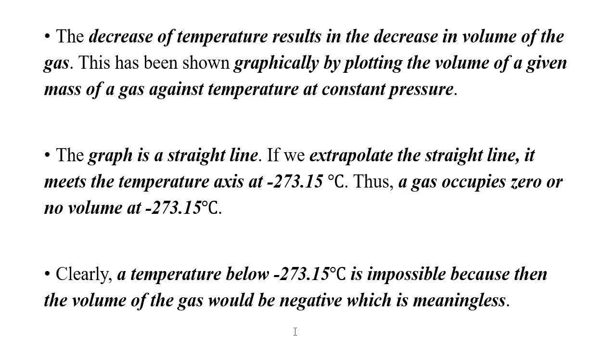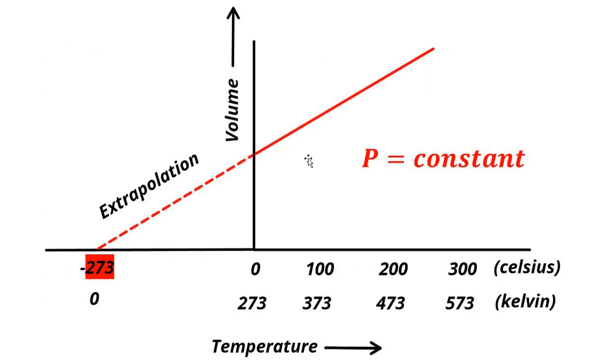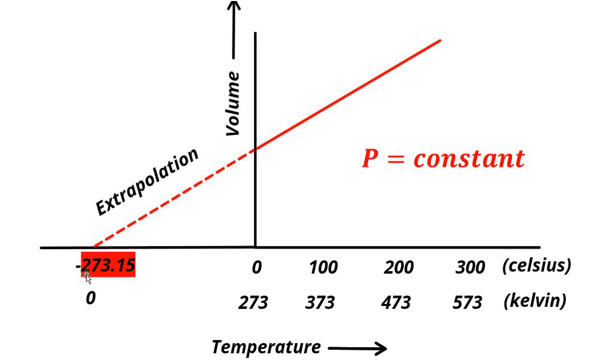Okay, so we can show this through a curve like this. This pressure is kept constant and we show a curve which gradually decreases with decreasing temperature below 0 degrees Celsius. So if we extrapolate, this curve will meet at a point minus 273, or more precisely minus 273.15 degrees.